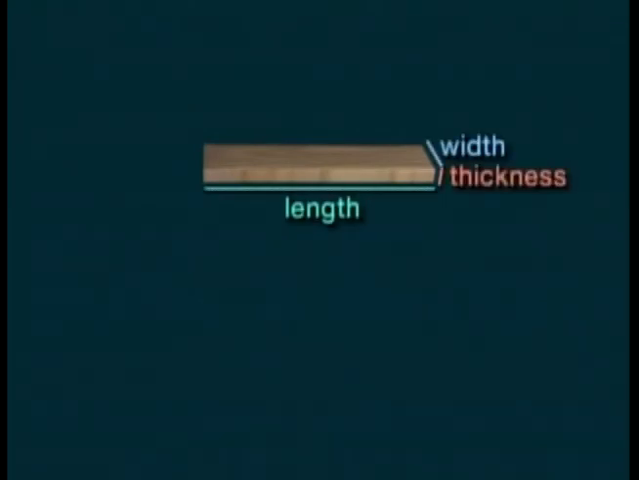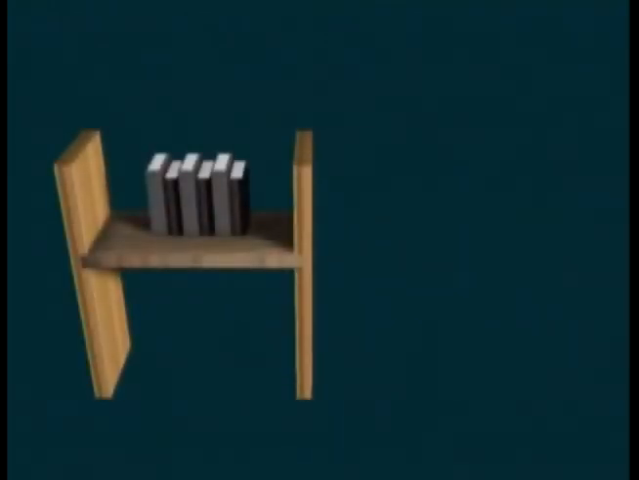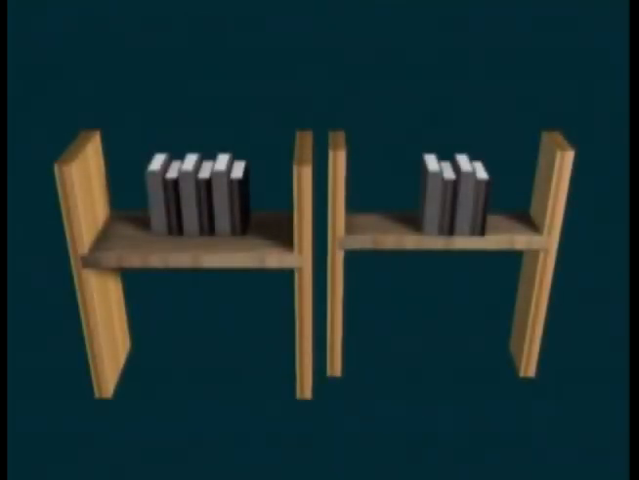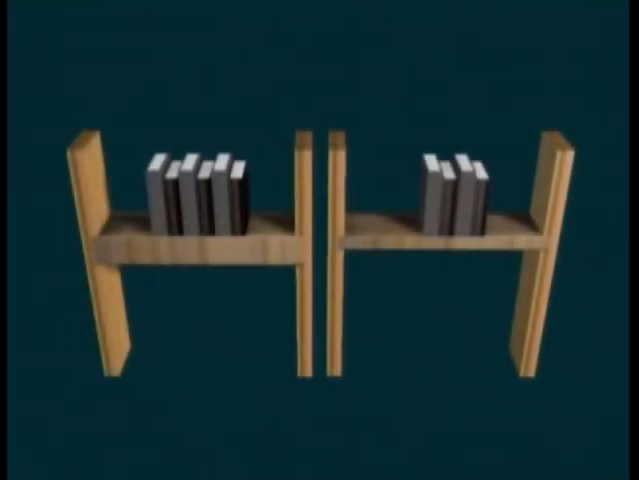Here's a practical example of combined variation. The amount of weight a shelf can hold varies with its three dimensions: the length, the width, and the thickness of the board. A wider shelf can hold more weight than a narrow one. A thicker shelf can hold more weight than a thin shelf. This means the amount of weight varies directly with width and thickness.